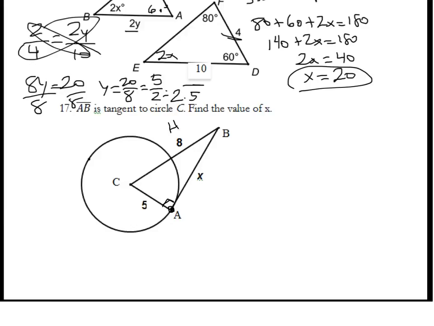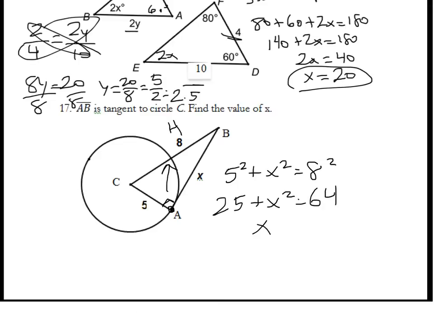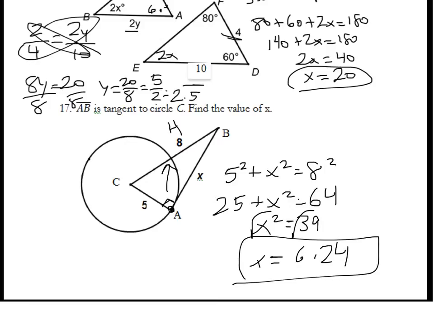Okay, our hypotenuse is 8. It's across from the 90-degree angle. So I'm going to set up Pythagorean theorem. 5 squared plus x squared equals 8 squared. So we get 25 plus x squared equals 64. Subtract 25 from both sides, and I get 39. Square root both sides. Square root of 39 can't be simplified, or you can give me the decimal, and we get 6.24 for our side length.